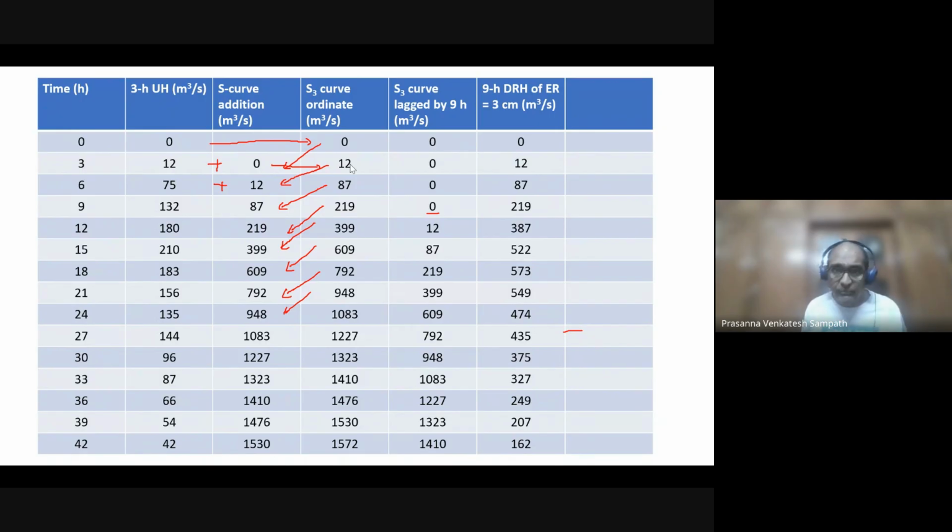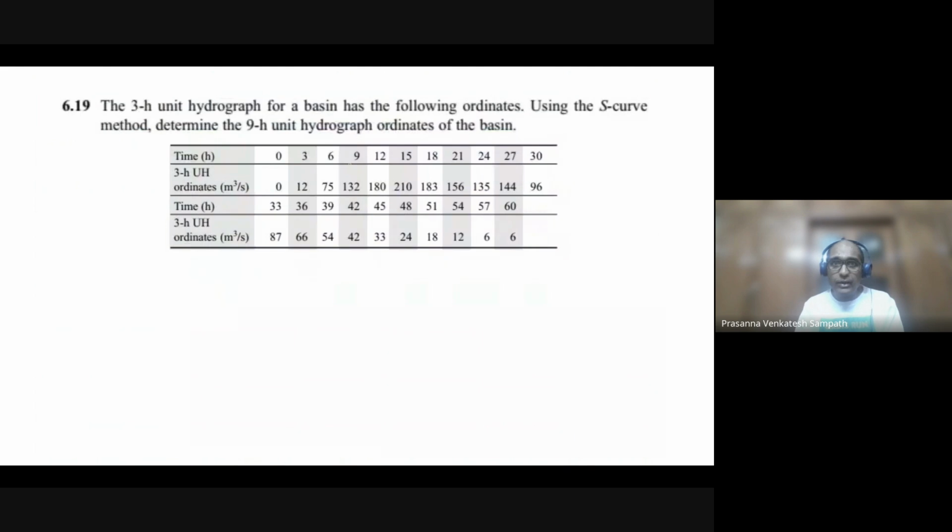Okay. All right. So now we have come to the final step. Revant, in case you missed the problem statement, let me just quickly go back and describe what the problem is. A unit hydrograph is given, a 3-hour unit hydrograph. You are asked to use the S-curve method to determine the 9-hour unit hydrograph for this particular basin or watershed.